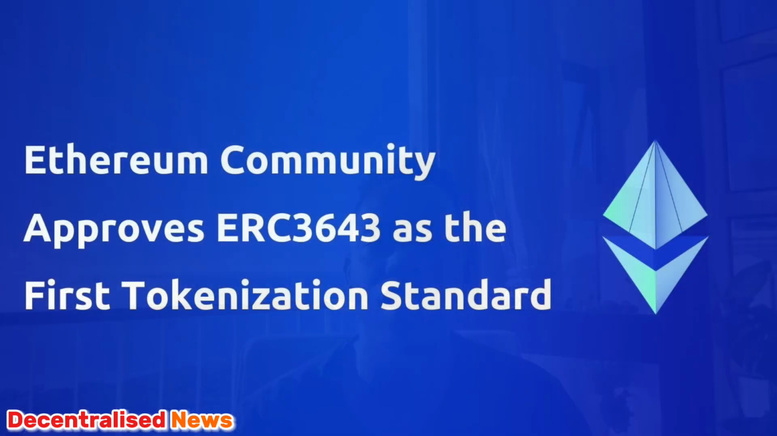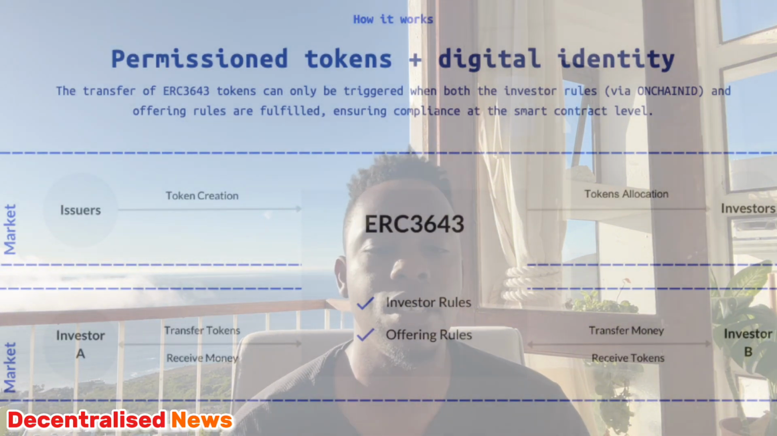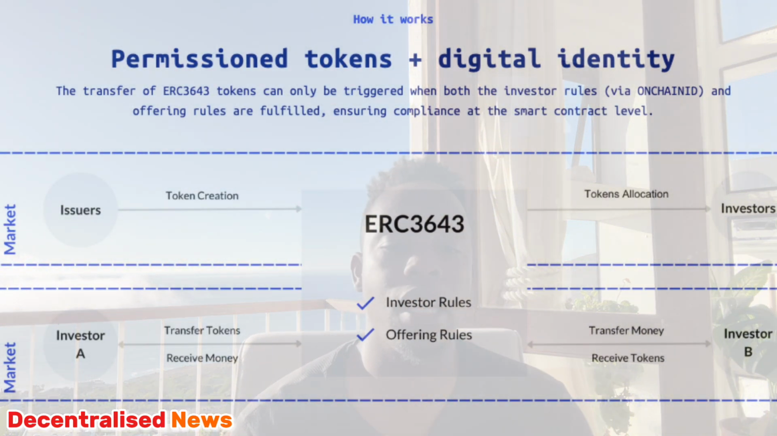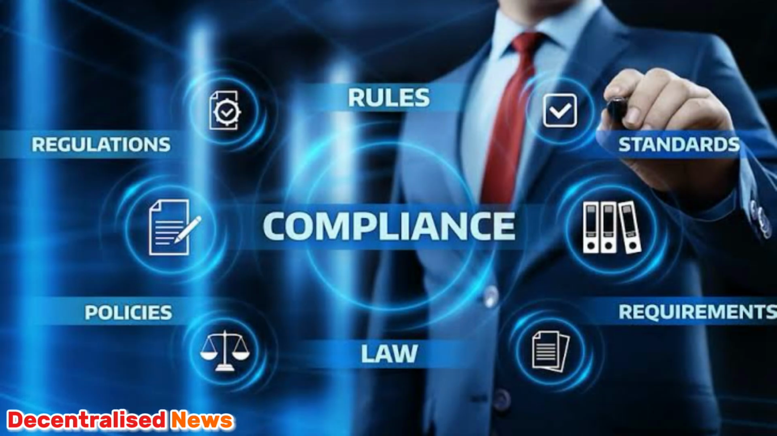Let me just give you a little breakdown on what the key features of this ERC3643 token standard are. So you have permissioned tokens. It supports the creation of these permissioned tokens, which means that only authorized users can actually hold or transact these tokens. This is particularly important for assets that require regulatory compliance or identity verification.